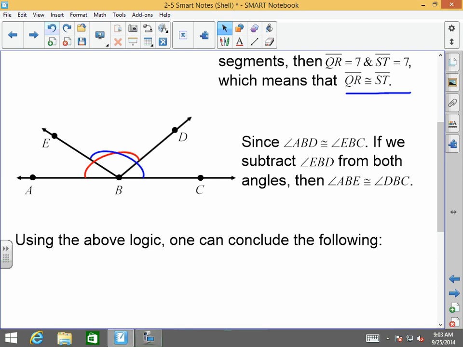You understand that my red angle is ABD, right? Yes. And you understand that my blue angle is EBC, correct? All right, my man. If I take away this middle part, EBD, I'm taking away the same value from two congruent angles. So doesn't that mean that this part has to be congruent to this part? Oh, yes, I got this. That make sense, my brother?